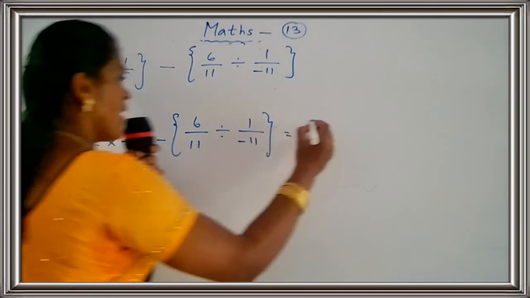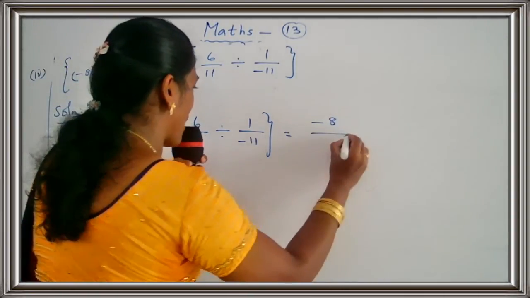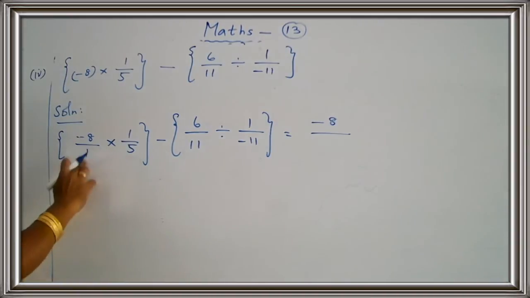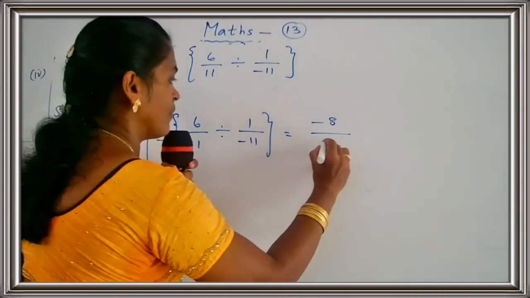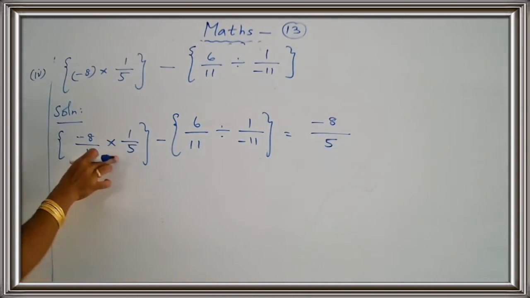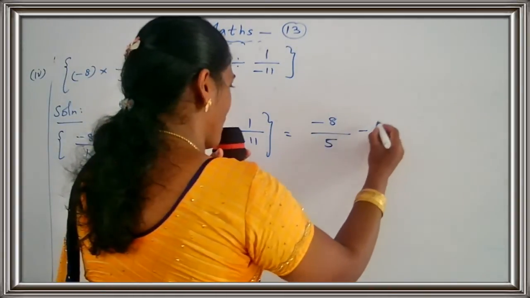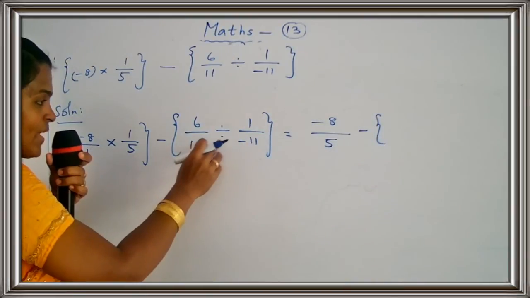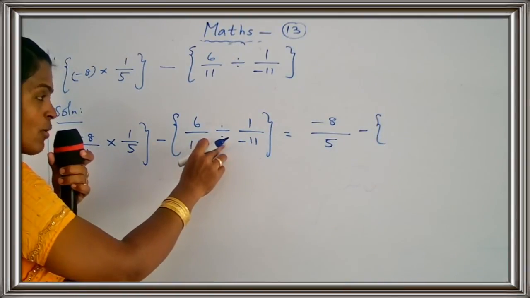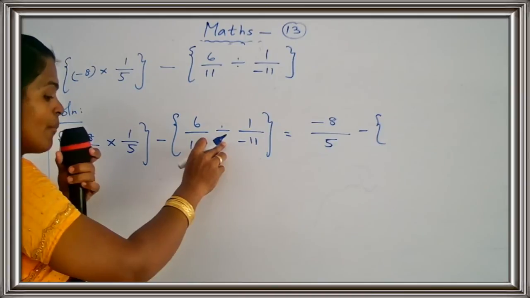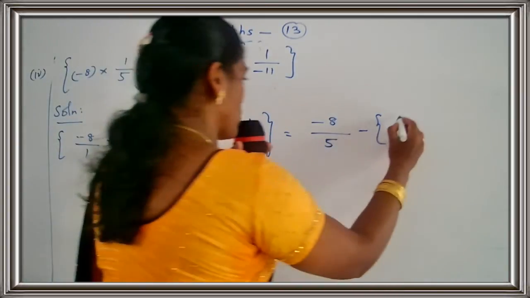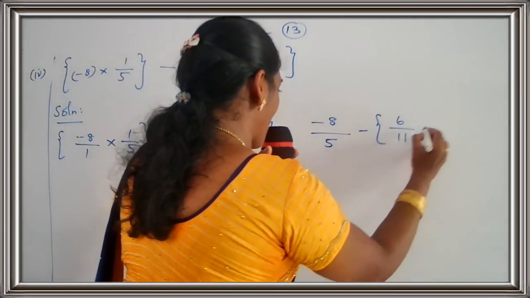Okay. Now your answer minus 8 upon 5 minus. Here 11, numerator is 11, denominator also 11, so you cancel, 11 divided by 11. 1 11 is 11, 1 11 is 11. So the remaining, in multiplication, you multiply the numerator by numerator. So 6 into minus 1, minus 6 upon 1 1 is 1. Okay children, so your answer is minus 6 upon 1.